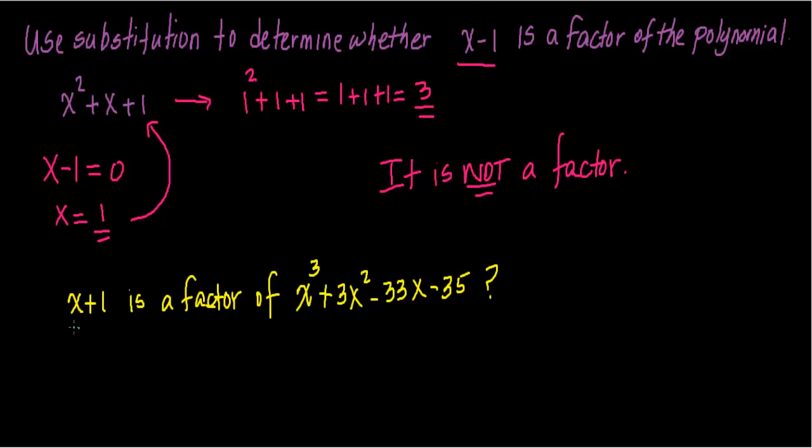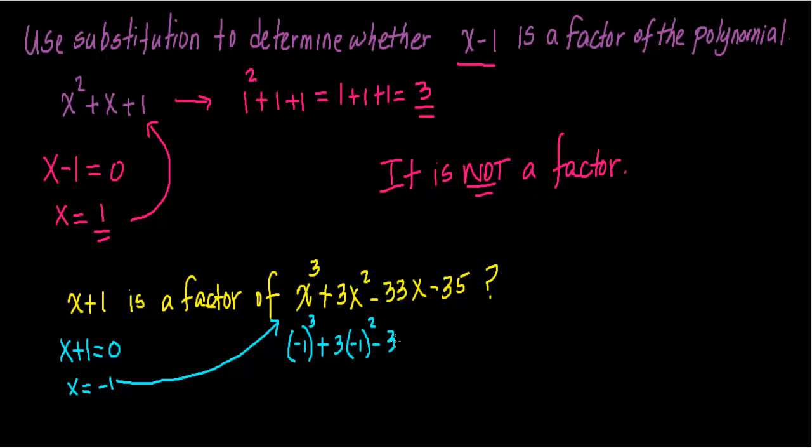Well, first thing you do, take your linear term and you solve for x. So in this case, x is negative 1. So now this negative 1, we're going to plug in anywhere there's an x on this polynomial. So let's do that. This would be negative 1 cubed plus 3 times negative 1 squared minus 33 times negative 1 minus 35. And now we evaluate.